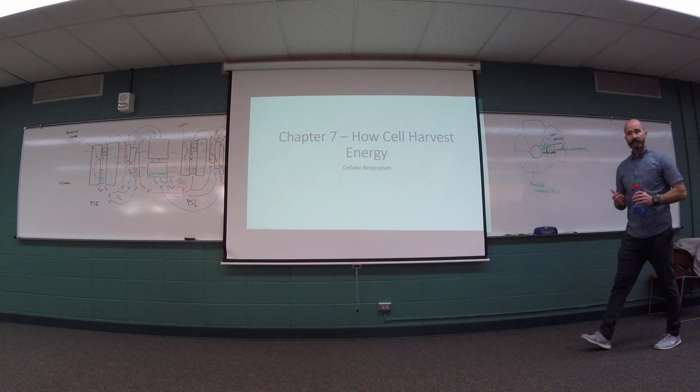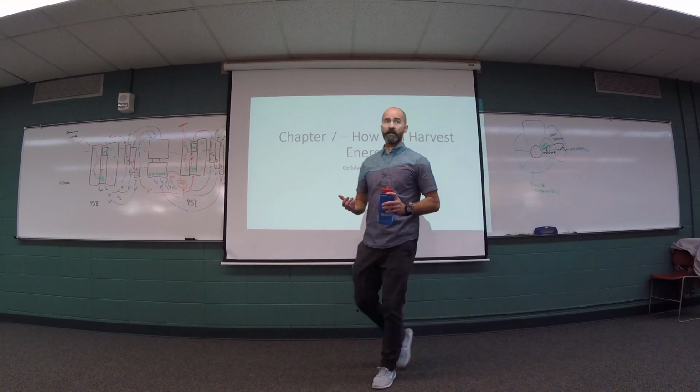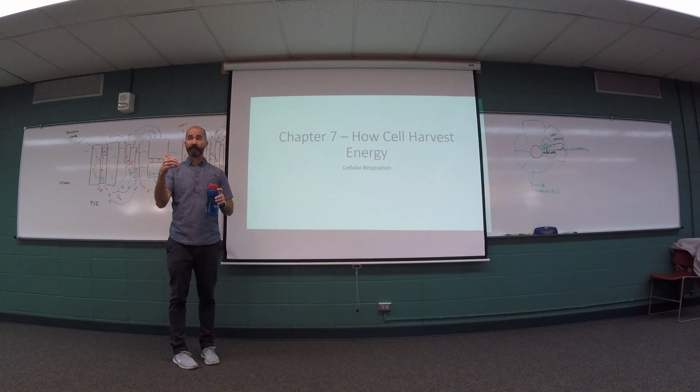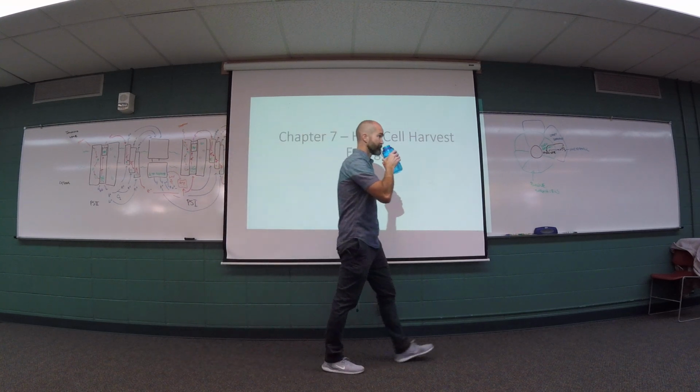So chapter 7 is the other side of the photosynthesis process, right? This is where we're taking the stuff that we make from photosynthesis and we're using it at a cellular level. This is how we harvest energy from biologically important molecules, such as sugars, proteins, and fats.